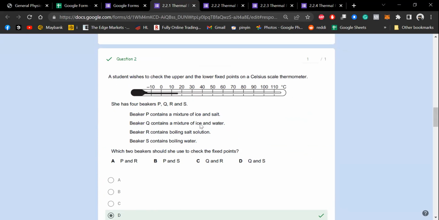Ice and water means it's melting already, right? And then S was containing boiling water. This is for sure 100 degrees Celsius. You for sure won't use P and R because there's salt in it. When there is salt in it, there are impurities which will affect the boiling point and the freezing point, right? Oh, yeah, I now understand. So it's a mixture of ice and water, meaning the ice is melting. You can kind of imagine it that way.